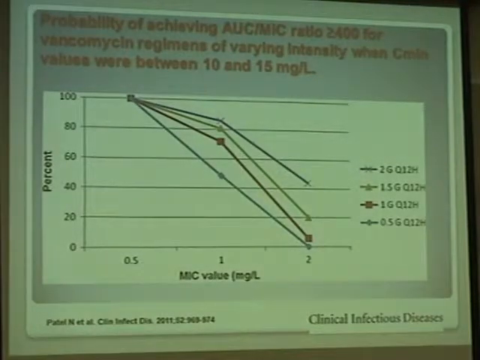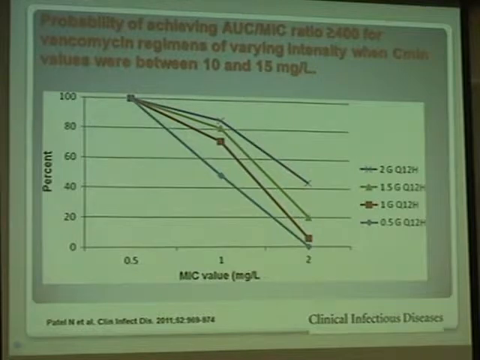And here are some graphs to show that. So this is a study that was done in 2011, and they looked at the probability of achieving an area under the curve over MIC. So we talk about looking at trough levels with vancomycin, but when they look at vancomycin's efficacy, it's really the area under the curve. So how much dose am I getting, and the time above the MIC all kind of comes into play when we look at area under the curve. And there's this ratio of greater than or equal to 400 that they kind of look at.